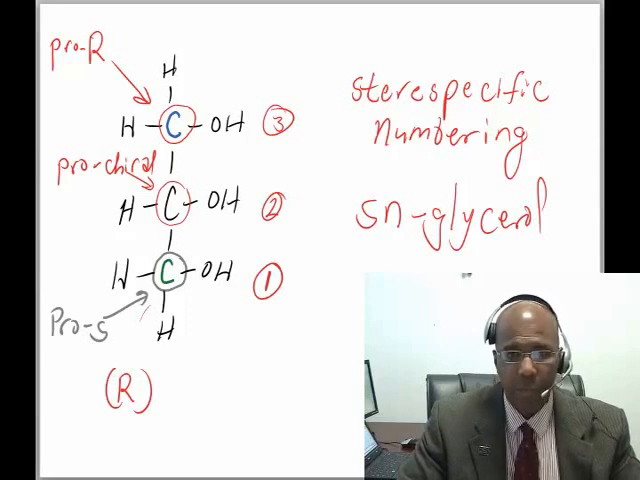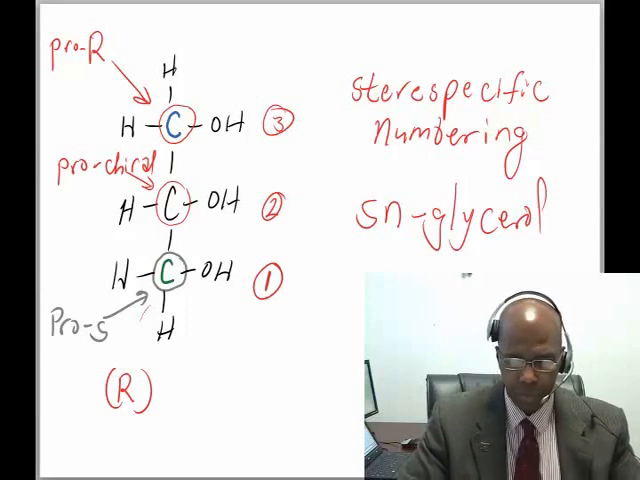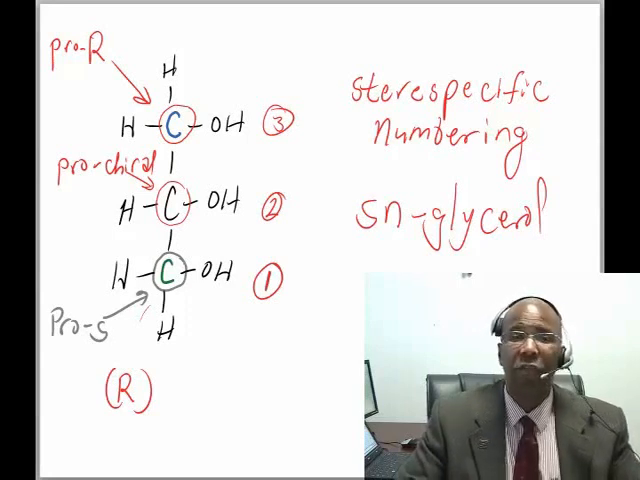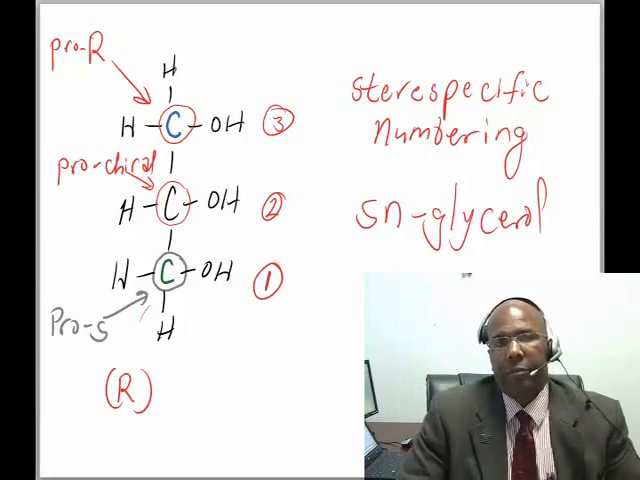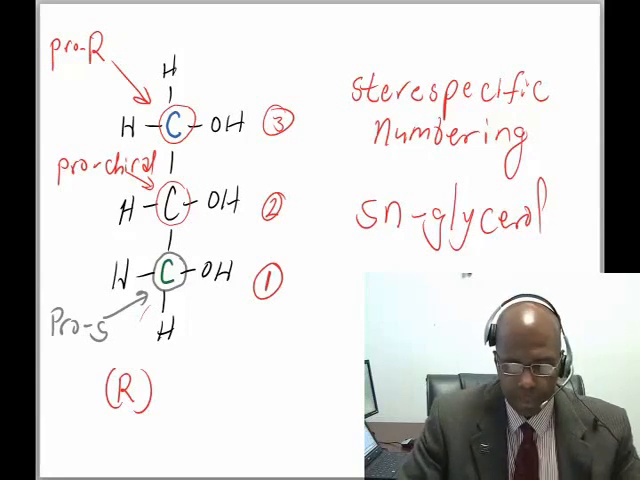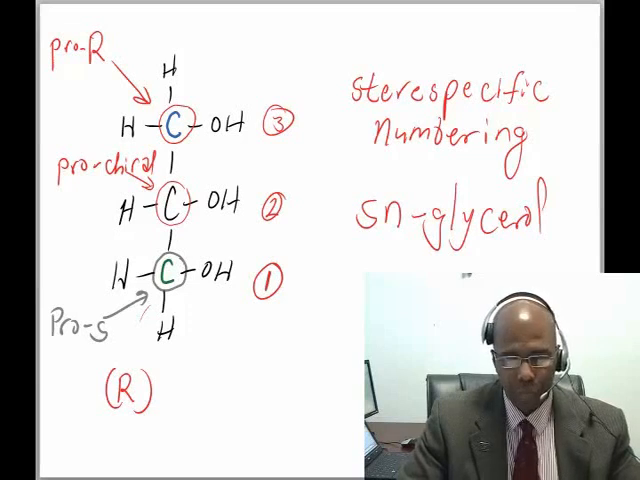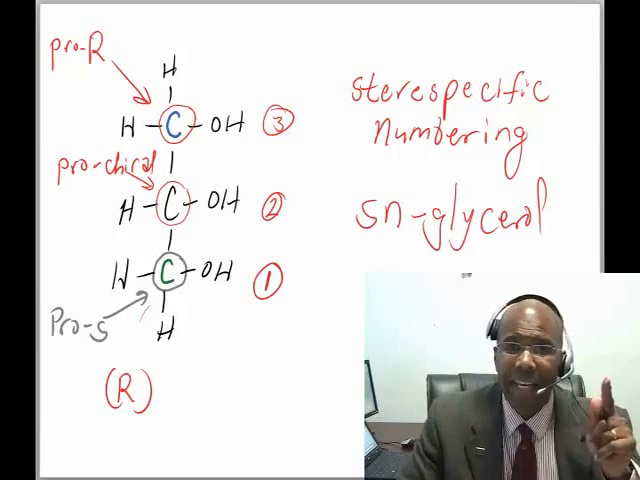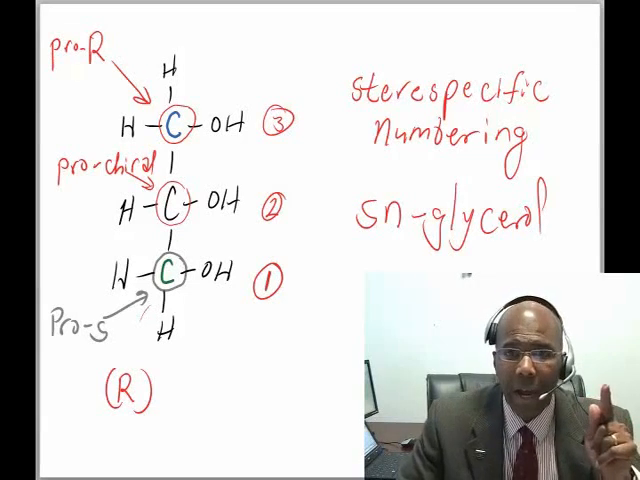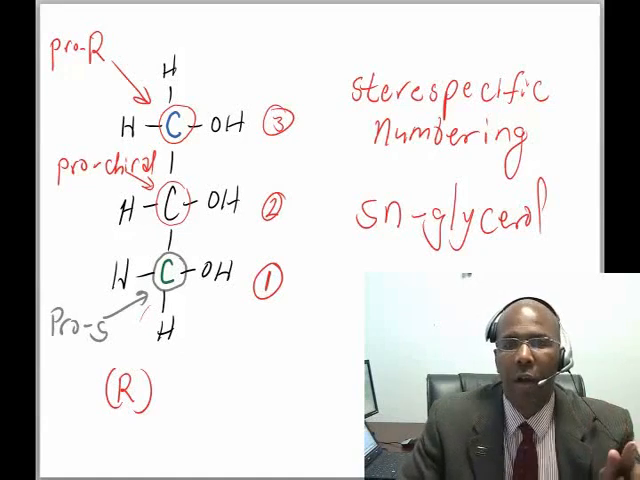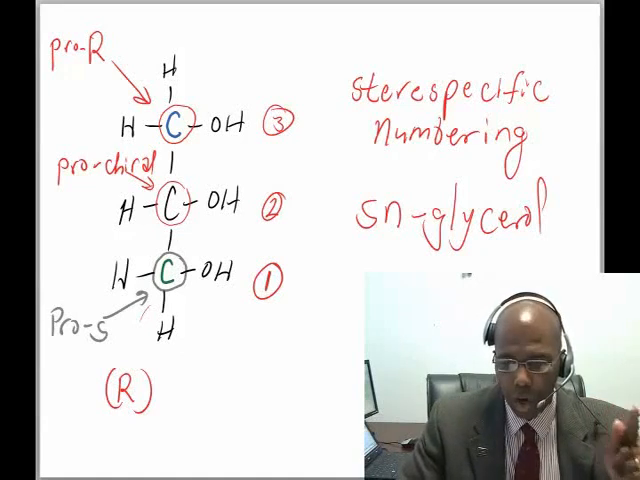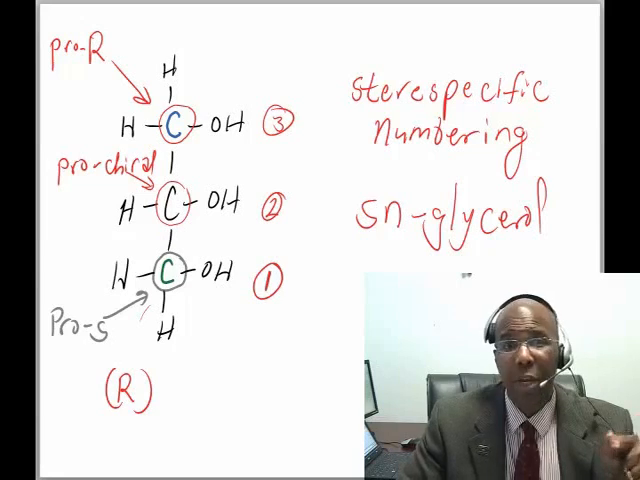Now, if we were to substitute this glycerol, the glycerol phosphate that's found in humans is added to the pro-R carbon. It's added to the pro-R carbon. And so that'll be carbon number 3.